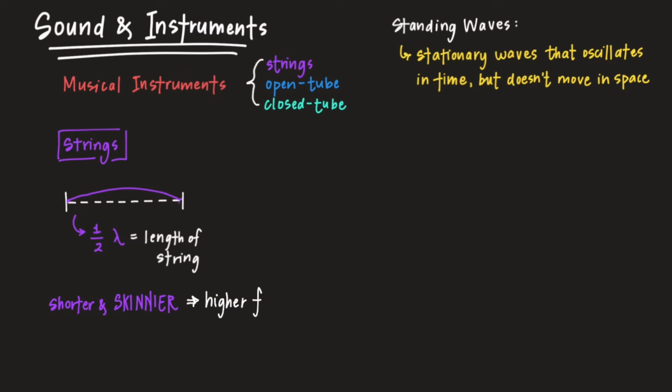Because if we make that length shorter, that means our wavelength is going to be shorter, which increases the frequency. We've got a higher pitch for shorter and skinnier strings. But the longer and the wider that string gets, that means that we have a lower frequency, because if we increase the length of the string, that's going to increase the wavelength, which decreases the frequency. So if we were to make that string longer, then we would see that we would have a lower frequency.